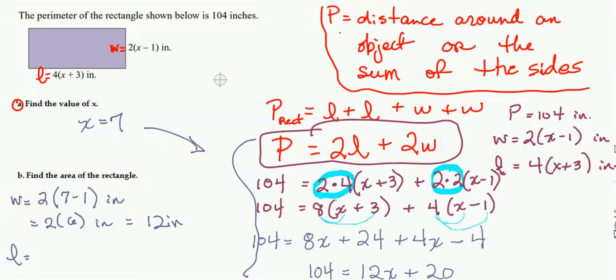The length would be what? 4 times, put in a 7, plus 3. What is that?